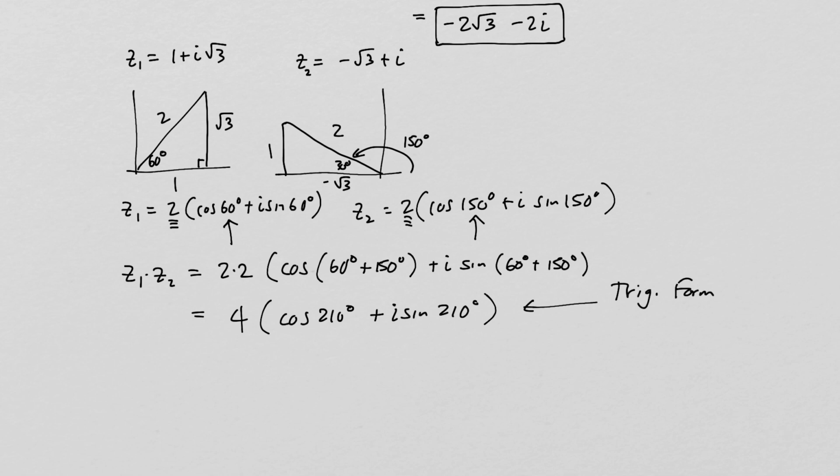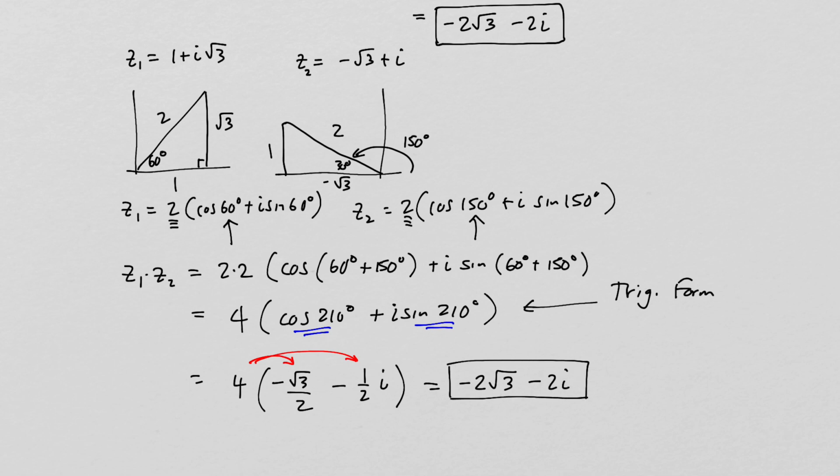But what I could do here is I could get the actual values of cosine of 210 and sine of 210. And if I do that, the cosine of 210 is actually negative radical 3 over 2. And the sine of 210 is negative 1/2. So we have negative 1/2 times i. And notice that if you distribute the 4 here, 4 cancels with 2 and gives us 2. 2 times negative radical 3 is negative 2 radical 3. And the same thing happens here. 4 cancels with the 2, leaving us with negative 2i.